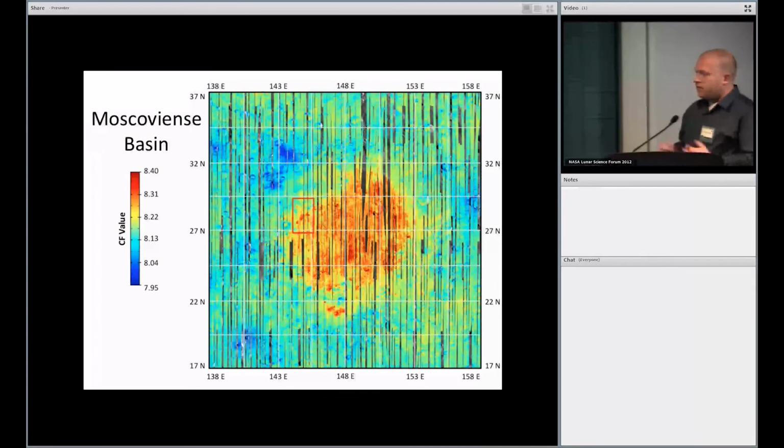If we zoom back out and look at Moscoviense, in addition to the unique mineralogies on the western inner ring, M cubed and Kaguya data have been used to identify relatively pure olivine deposits in the northern portion of the basin as well as the southern portion. We've looked at many of these with Diviner data and identified some additional ones with Diviner data because we do have pretty good coverage of the Moscoviense basin. And to do some more, so what I was talking about before was pretty qualitative, but we can also do some more quantitative things with Diviner, especially when we use some of the near-infrared data sets as well.